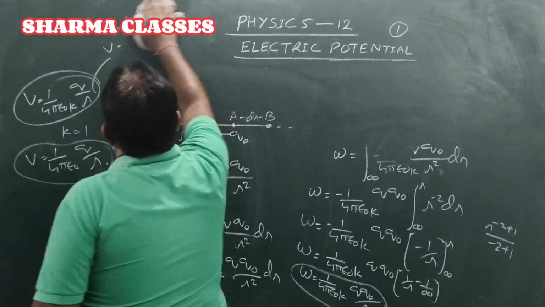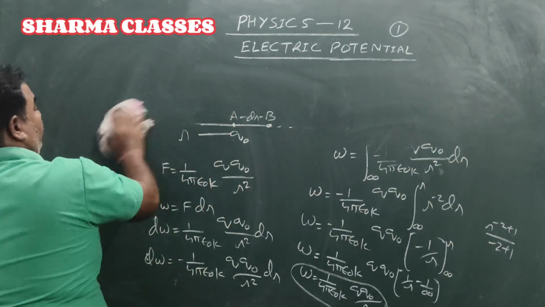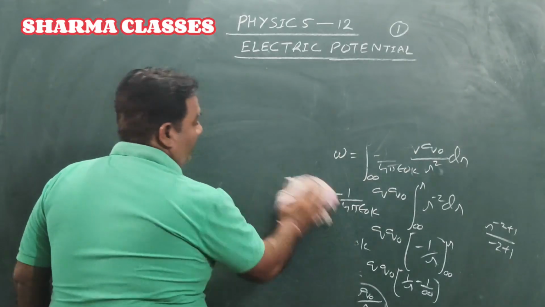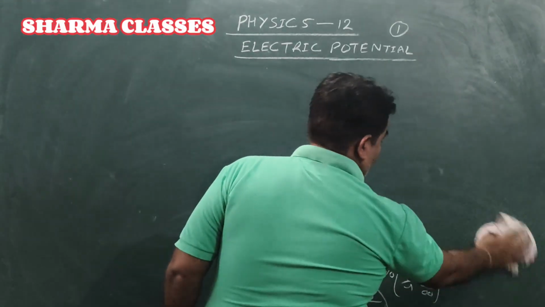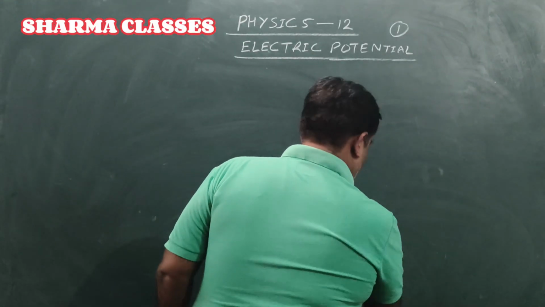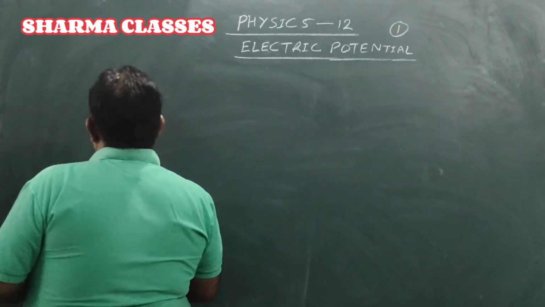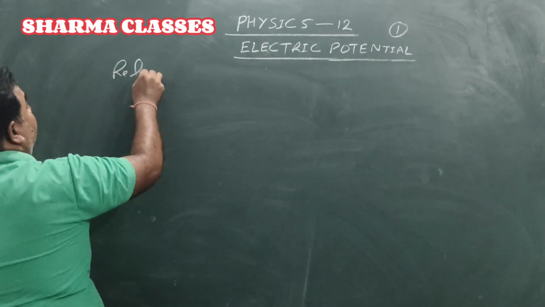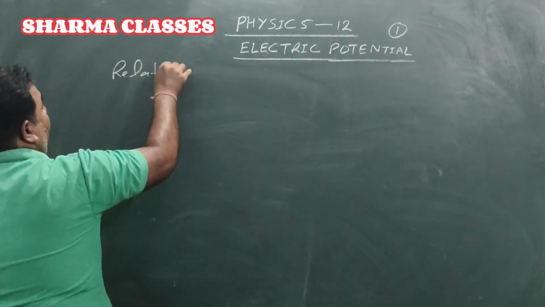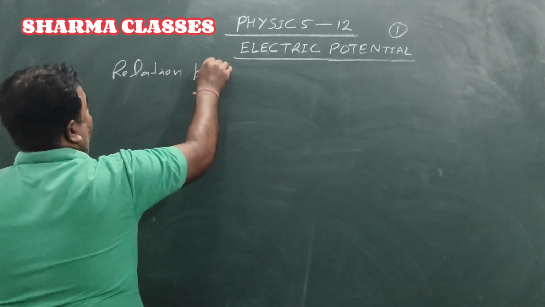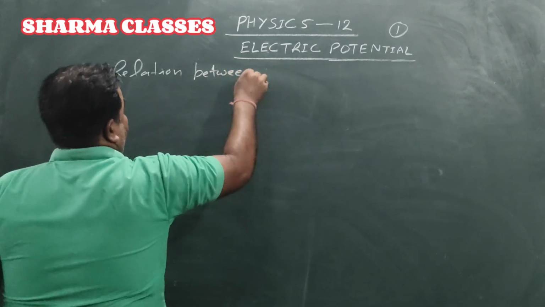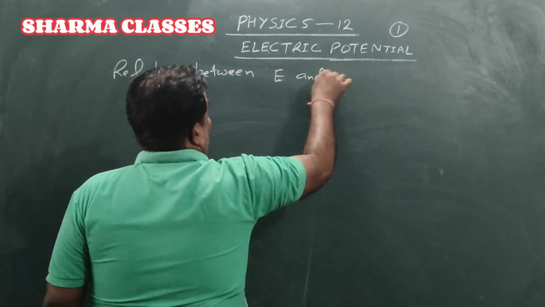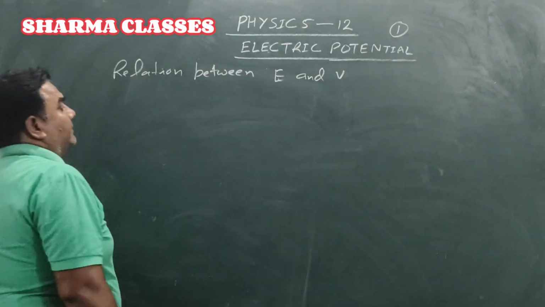Now the next point is the relation between the intensity of electric field and electric potential difference. That is very important too. The relation between E and V, the electric potential difference.